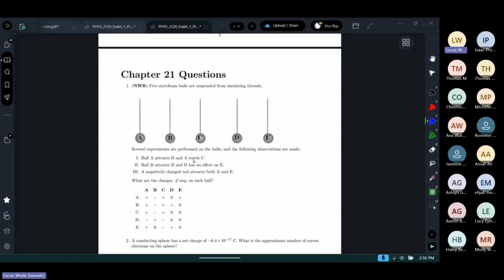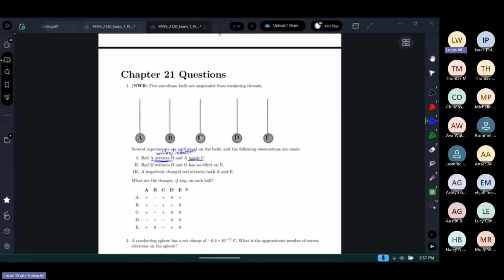So I see first that ball A attracts B and A repels C. That tells me two things. A attracts B, so they are of unlike charge. I don't know what that charge is, though. Or it could technically tell me that only one of them is charged, and then they're attracting through induction. So I got to keep that in my back pocket for a second.